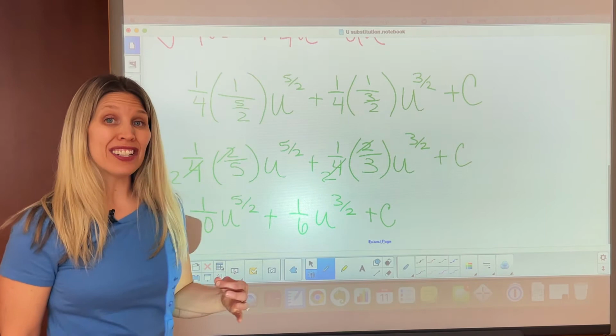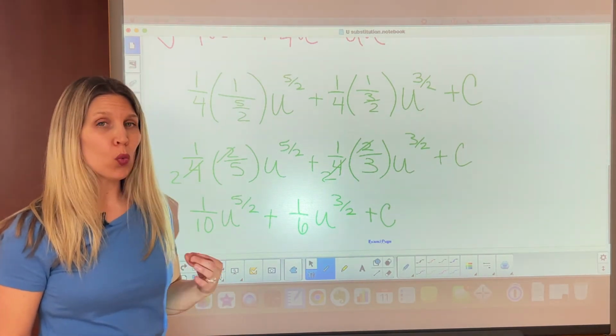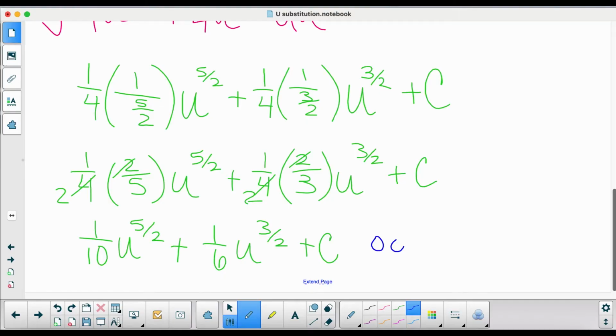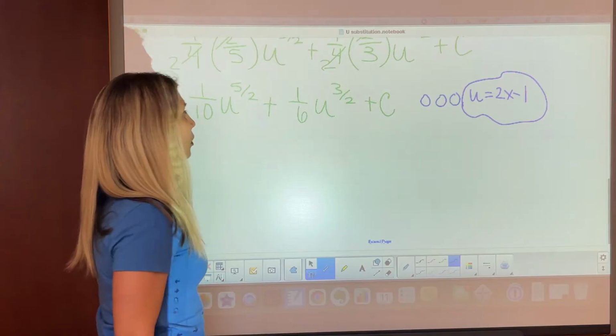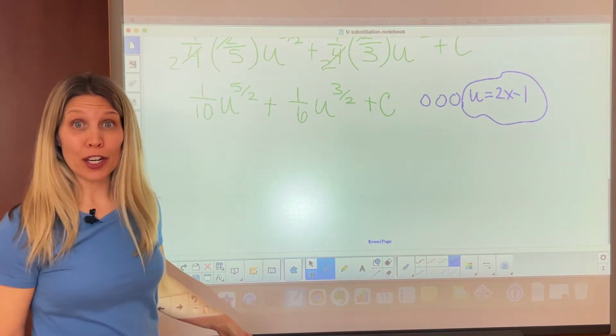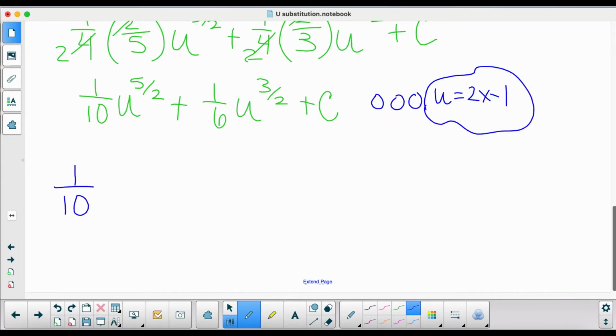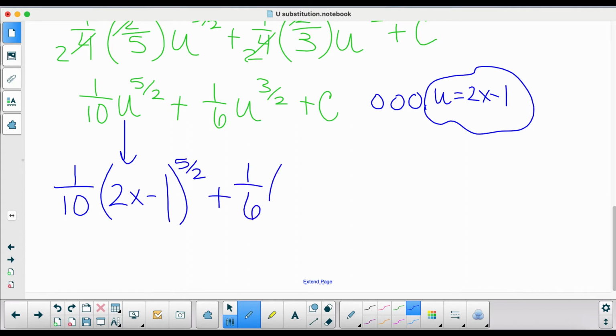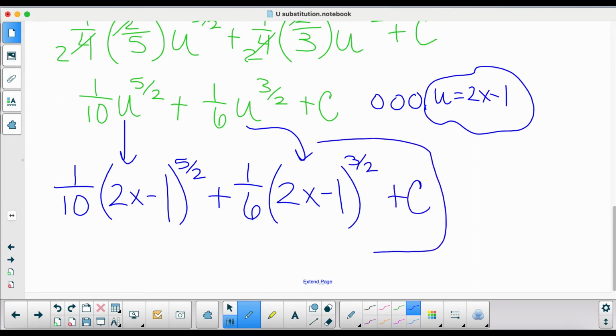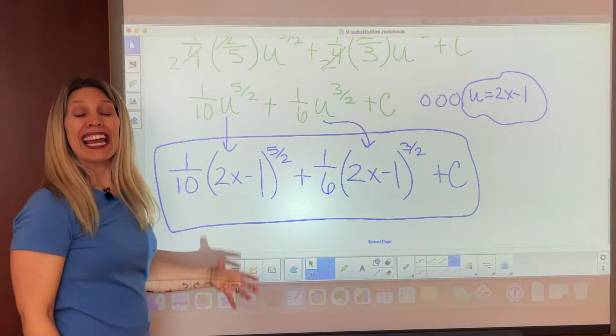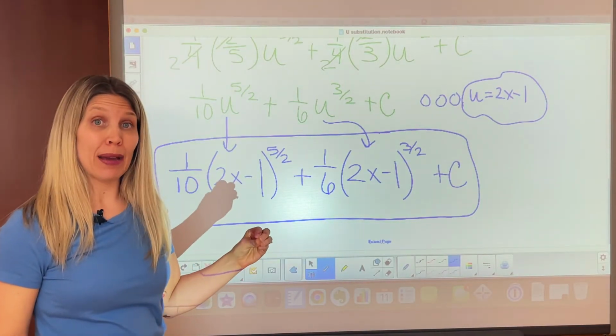But here's the thing, your answer has to be in terms of x. So what did u stand for? Do you remember? From the original problem, u equaled 2x minus 1. So now all we have to do is go back and plug in our u. So you have 1/10, plugging in u, (2x minus 1) to the 5/2 plus 1/6, again replacing u with what u was, (2x minus 1) to the 3/2 plus c. And this would be your final answer if you do not have bounds.